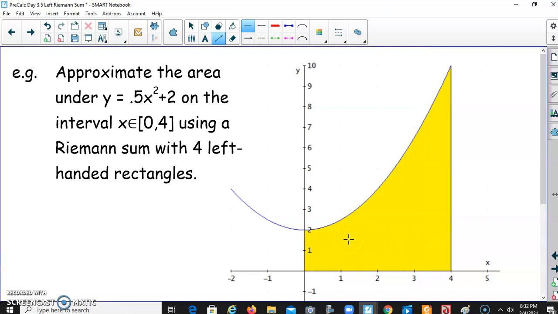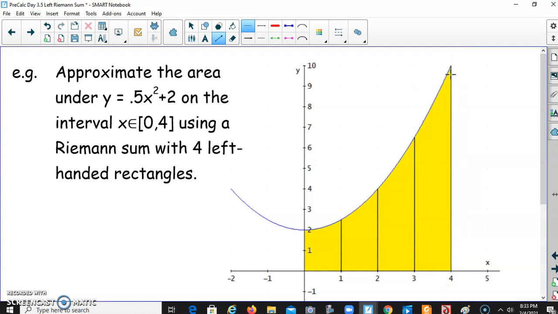So my next thing that I would like to do is draw in some partitions that are going to separate one rectangle from the next. Now because I want to use 4 left rectangles, and my region overall is 4 units wide, I'm going to take the width of my entire region and divide it by the number of rectangles. So since they're both 4, 4 divided by 4 is 1, so each rectangle will be 1 unit wide. So here are my partitions. I'm drawing in one at x equals 1, another one at x equals 2, another one at x equals 3, and my last one will end here at 4.